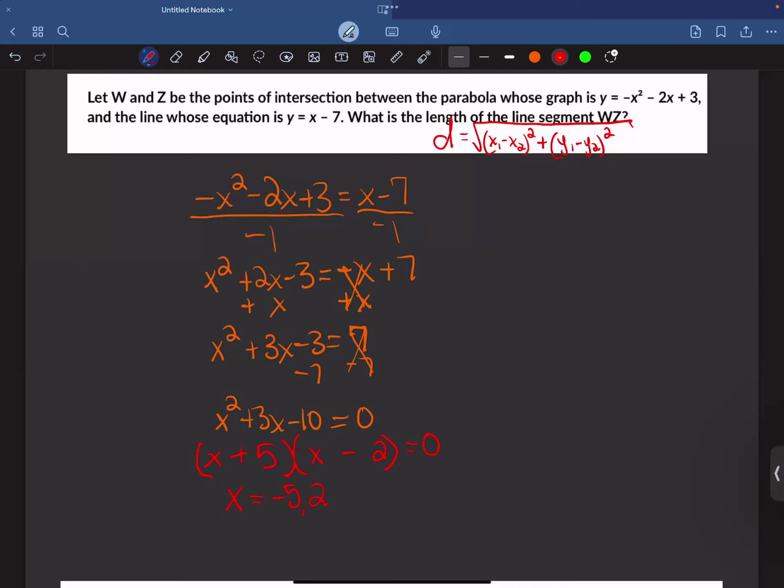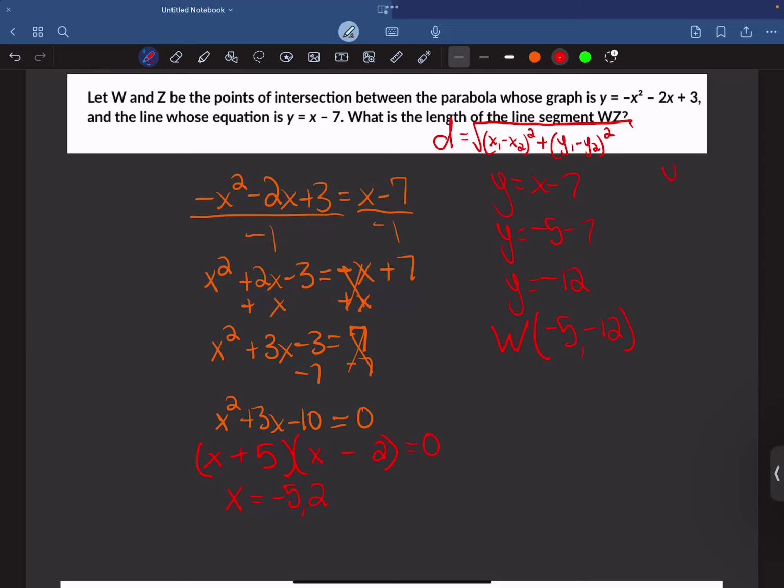Okay. I like this equation here because it's a little bit easier. I need my y values. So y equals x minus 7. Let's find my y value for negative 5 first. So y equals negative 5 minus 7. y equals negative 12 when x is negative 5. So my point W is going to be negative 5, negative 12.